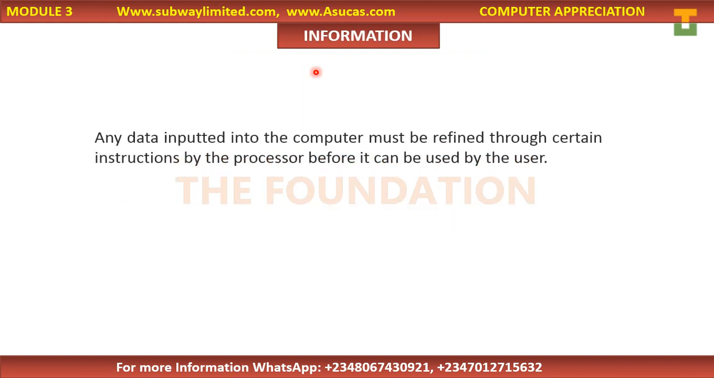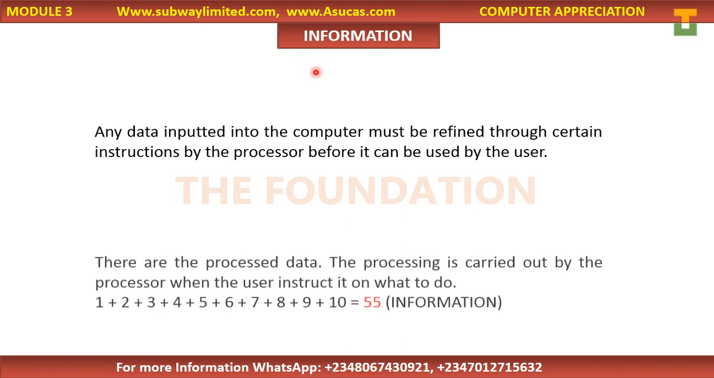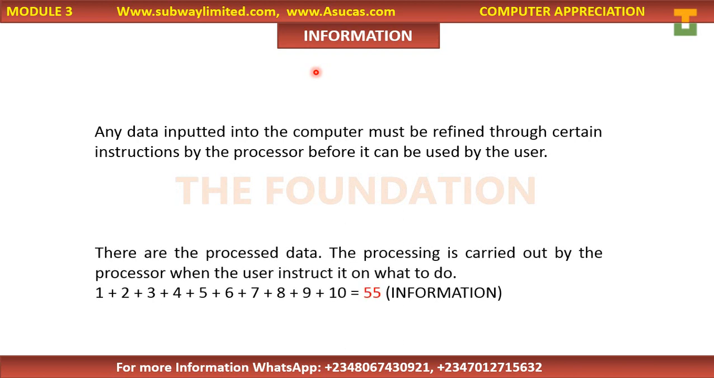So information, what do we mean by information? Any data inputted into the computer must be refined through certain instructions by the processor before it can be used by the user. These are the processed data. The processing is carried out by the processor when the user instructs it on what to do. We will talk about the processor separately, and we get to understand the usefulness of the processor. And when your system is faulty, you should be able to know whether it's from the processor or not.